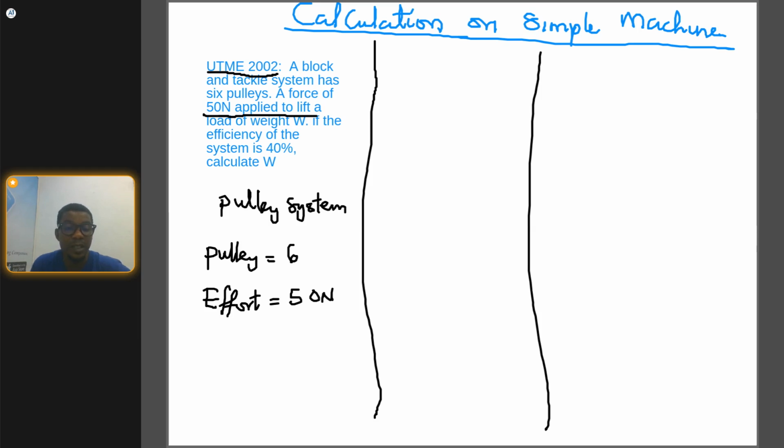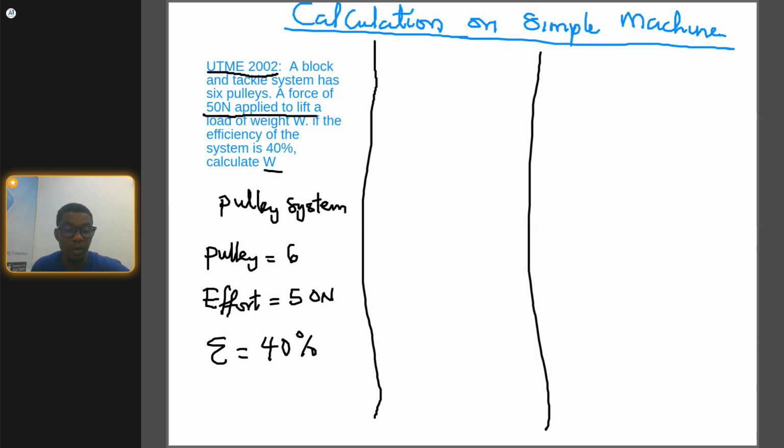If the efficiency of the system is 40%, efficiency with this symbol is 40%. We are trying to write out the parameters so we know how to go about the solution. So we are asked to calculate the value of W. What is the value of W? The value of W is the load, the weight of the load.